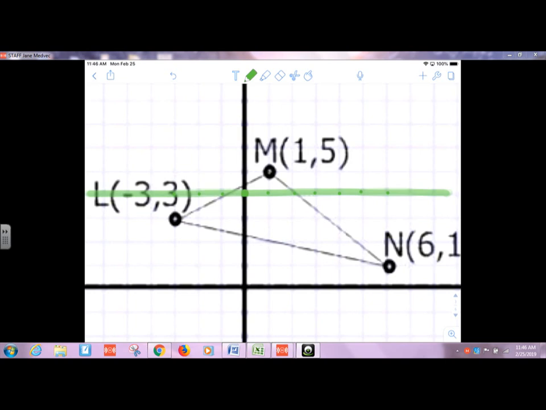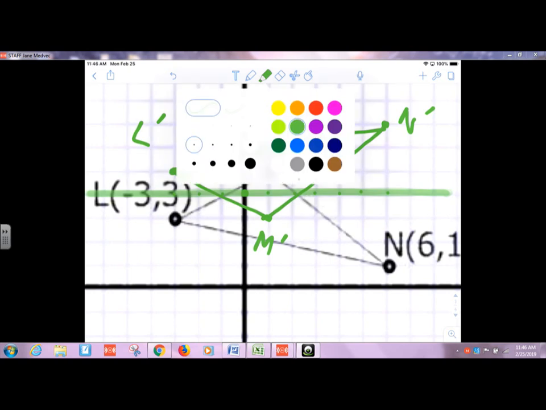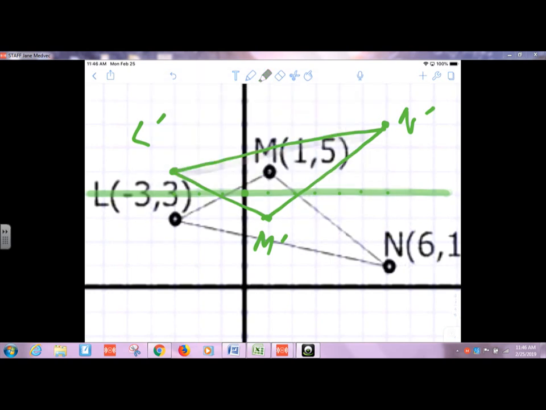So L is 1 away from that line, so I'm going to put L prime up here. M is 1 away, so I'm going to put my M prime here, and N is 1, 2, 3 away, and so N prime is going to be there. And so I'm going to go ahead and connect my points like this. I'm going to take and shade. I'm going to choose a different color because this is going to be my final picture. You can kind of see that I shaded. I didn't want to go too dark so you can kind of still see it.